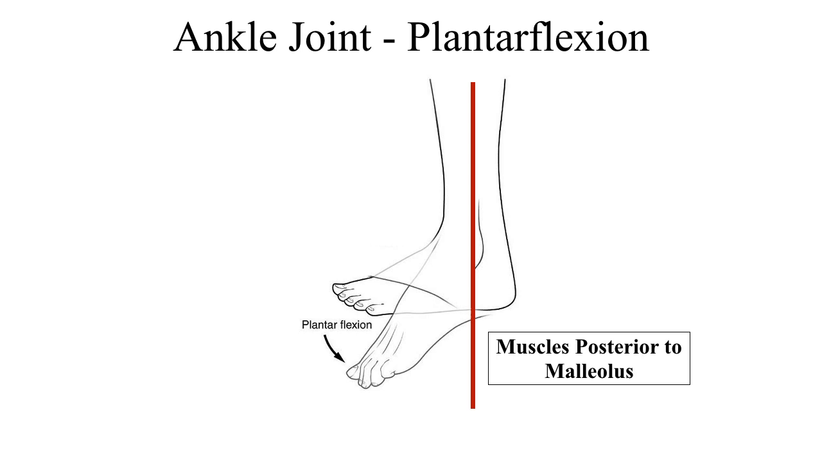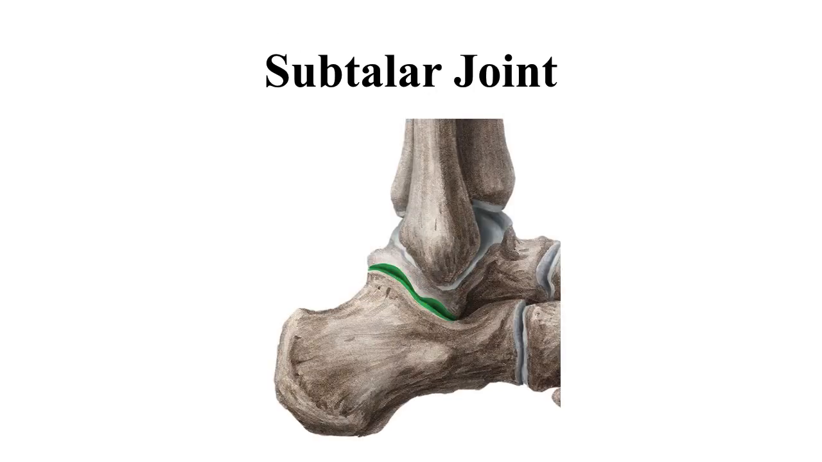One is dorsiflexion, which is caused by muscles which are anterior to the medial and the lateral malleolus. And the second one is plantar flexion or equinus, which is caused by muscles which are posterior to the medial and lateral malleolus. That completes our ankle joint part of the hind foot. Now next coming to the important subtalar joint, which is also a part of the hind foot.